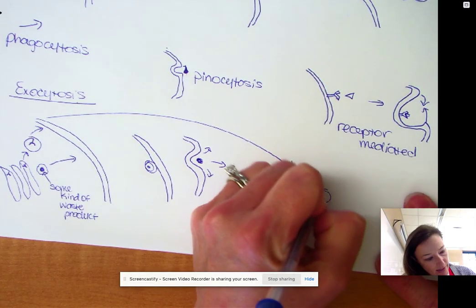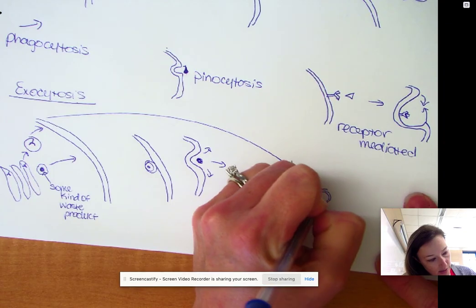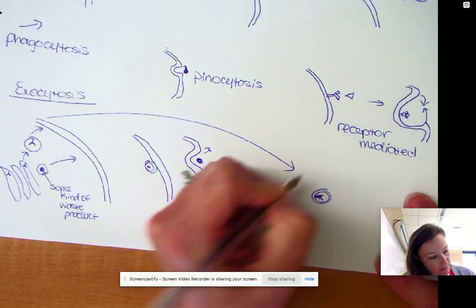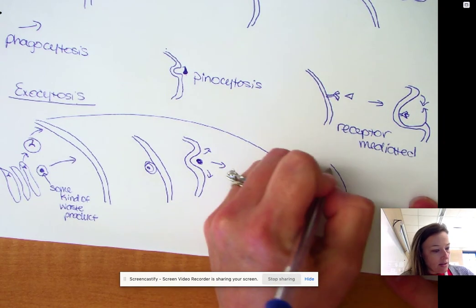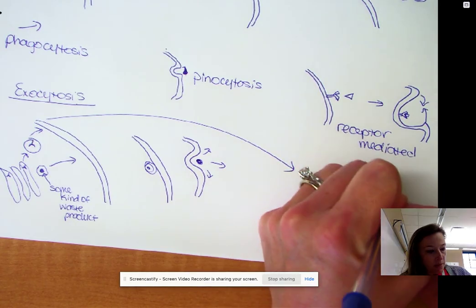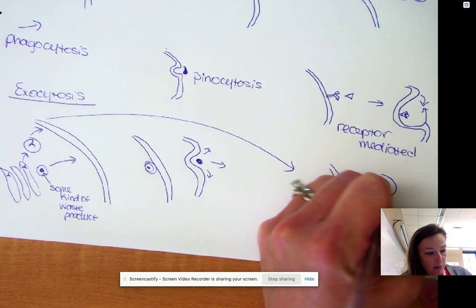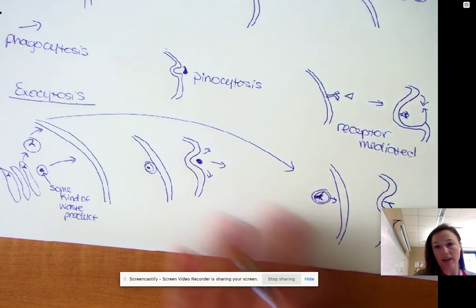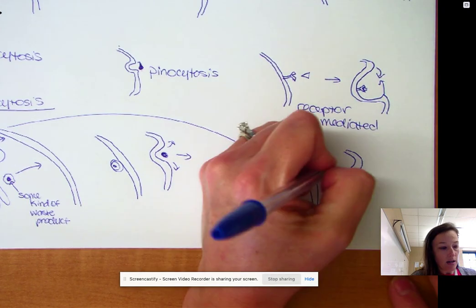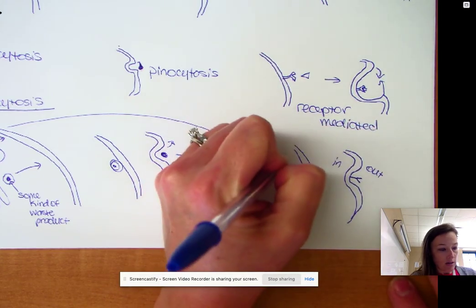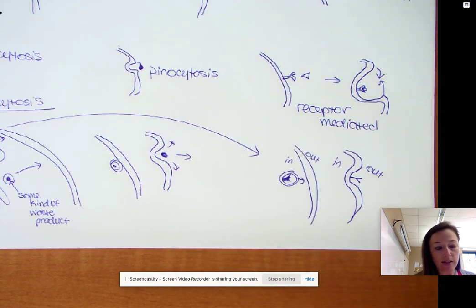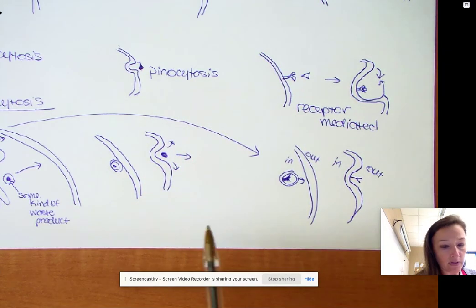So here's that vesicle. Here's that receptor. Whoops, drew it backwards. There's that receptor. It kind of looks like a letter Y. The vesicle is going to fuse with the cell membrane. And as it opens up, now that receptor that was on the inside of the vesicle is going to be on the outside of the cell membrane. So this is in, this is out. Okay, in, out.